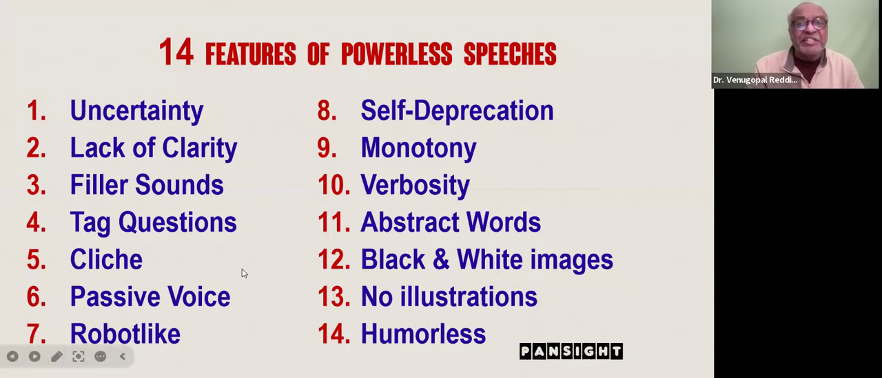Then comes the passive voice. Self-deprecation. Some people think that is okay: I am very simple, humble. I don't claim that I'm an expert. Never. Because people come to listen to an expert, not a person who says, I'm not sure, I'm not this, I'm this. No. Then the people won't be interested in listening to you.